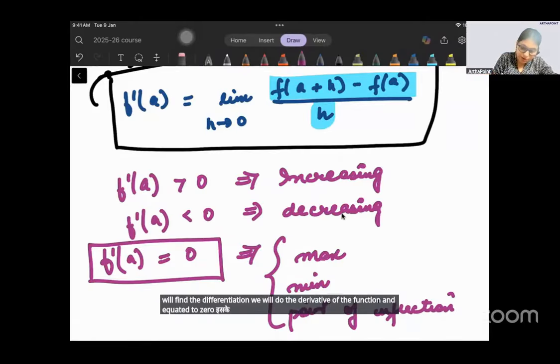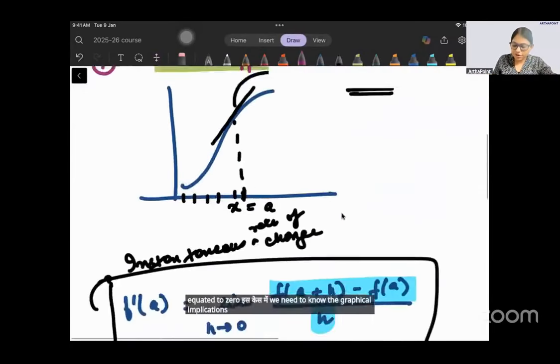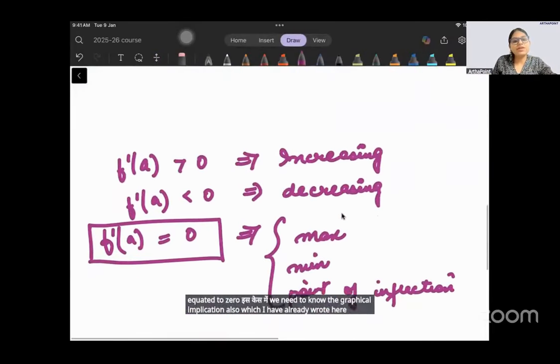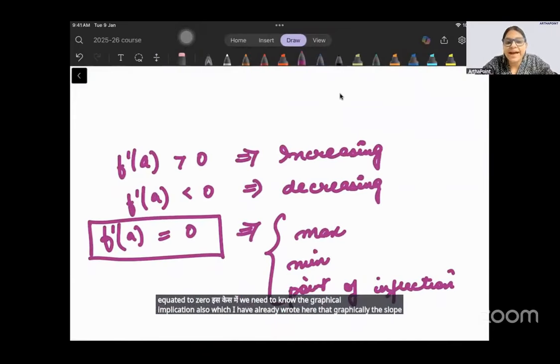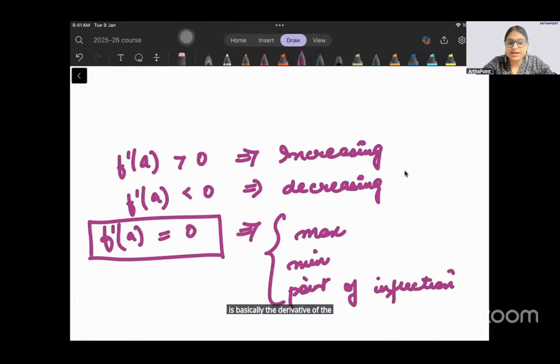In this case we need to know the graphical implication also, which I already wrote here, that graphically the slope of the tangent at a point, right, that is basically the derivative of the function. What are we doing in it? We are going and finding its slope at any point.